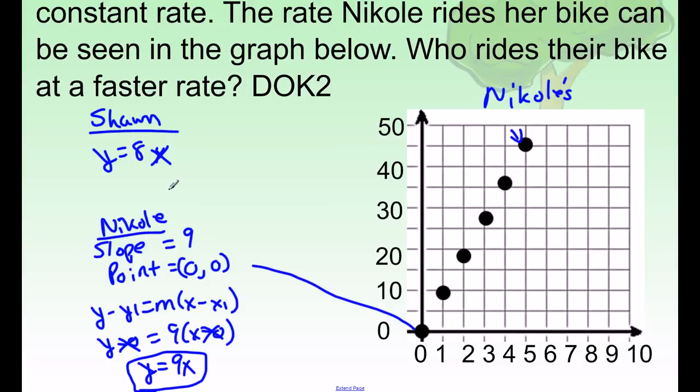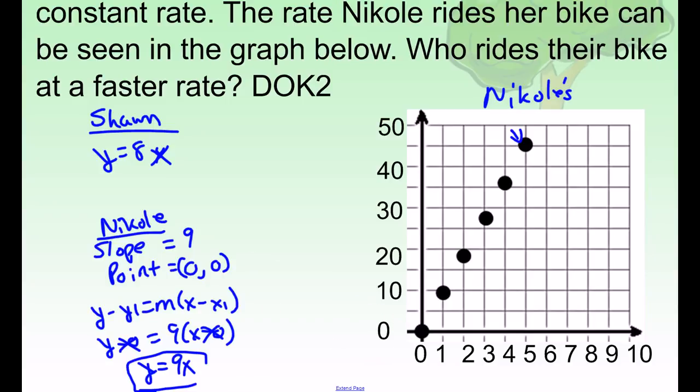So now that we have them in the same form, who rides their bike faster? The answer is Nicole. Nicole would ride her bike faster because she's biking at a faster rate. Every hour, if I put a 1 here, Nicole goes 9 miles. If I put a 1 here, Sean goes 8 miles. So Nicole rides her bike faster than Sean.